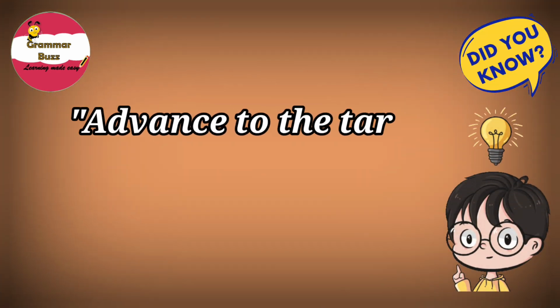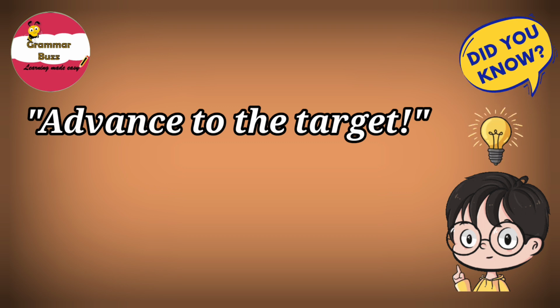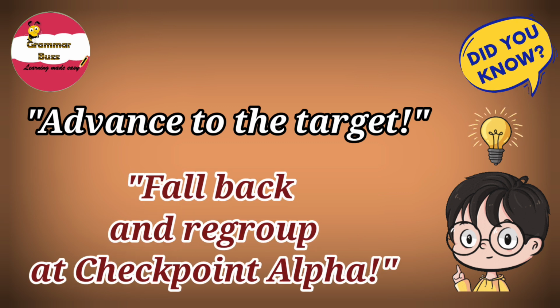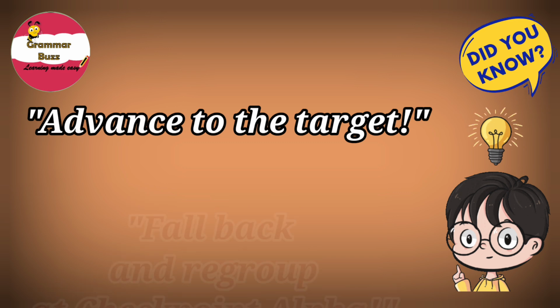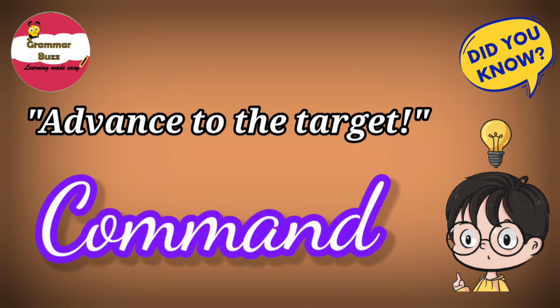Now let us consider two example sentences for a better understanding. The first sentence is advance to the target, and the second example sentence is fall back and regroup at checkpoint alpha. Now let us consider the first example and try to understand why it is a command. Advance to the target. What does it mean?